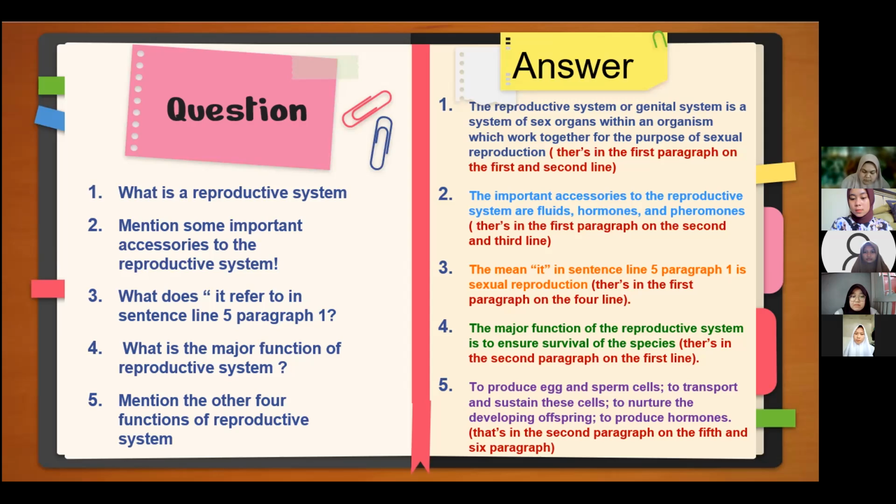Number 5. Mention the other 4 functions of the reproductive system. To produce egg and sperm cells, to transport and sustain these cells, to nurture the developing offspring, to produce hormones. That's in the second paragraph on the fifth and sixth line.